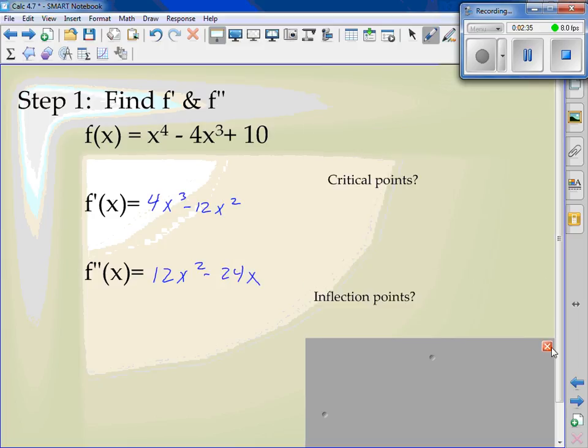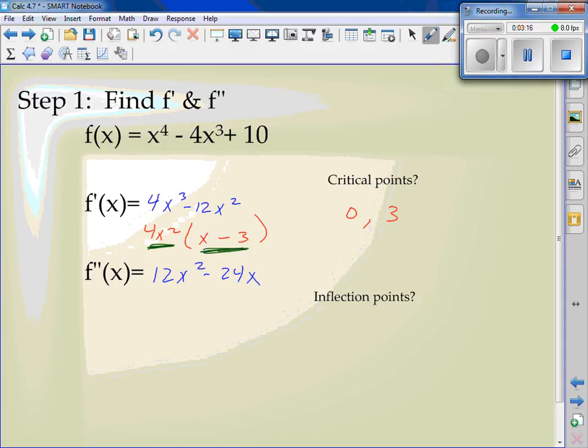We're going to find the critical points and the inflection points. In other words, we're going to find the zeros. So factor this. Is there anything they have in common? They both have a 4x squared. If I take out a 4x squared, I'm left with x minus 3, which means I have critical points at 0 and positive 3. Because this here equals 0, and this here equals 3.